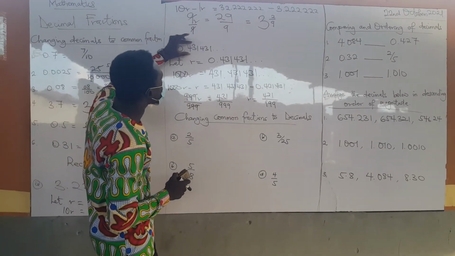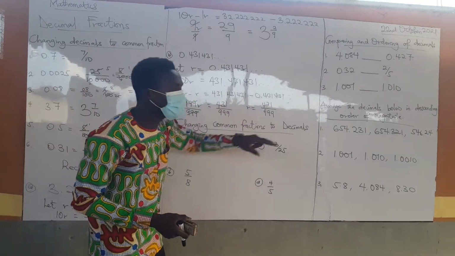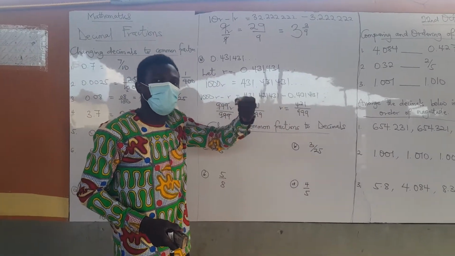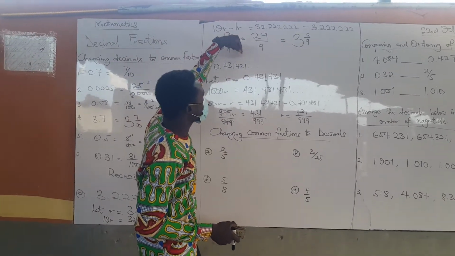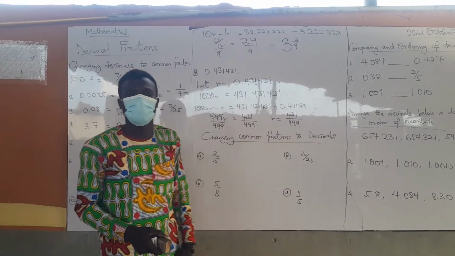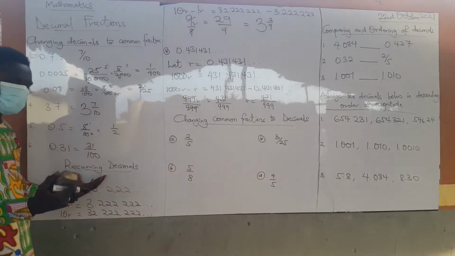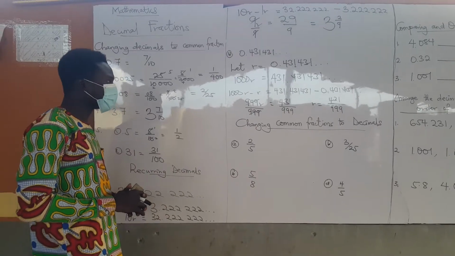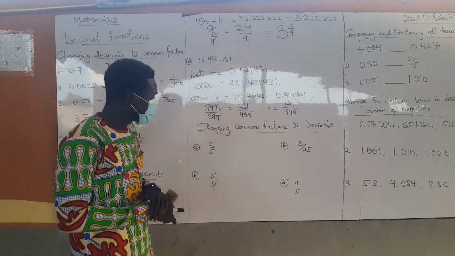So the common fraction for this recurring decimal is 431 over 999. It is recurring because it is point 431, 431. That will be our answer. So let's try more questions. You should go and solve more questions on this one. And that is all for the recurring decimals.